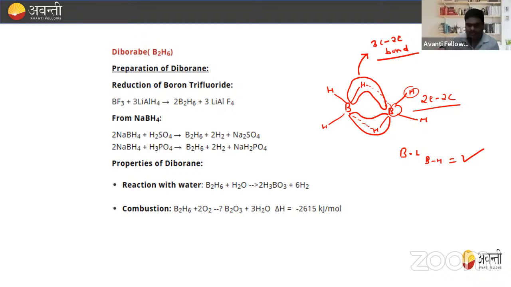So basically, reaction with water. When diborane is treated with water, it will form boric acid, H3BO3, plus 6H2. A similar combustion reaction is also shown by diborane. When B2H6 is treated with O2, it will form boric acid plus H2O. And a good amount of heat is also released, 2615 kilojoule per mole. So it's a very good amount of heat that will be released when the combustion of higher boron hydride, diborane, takes place, right?